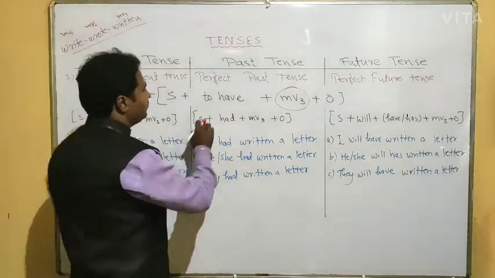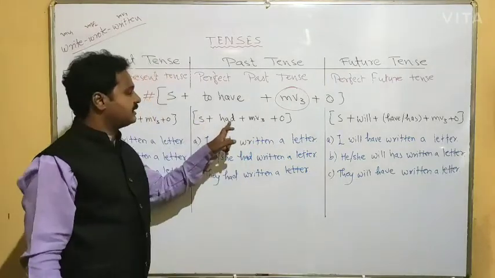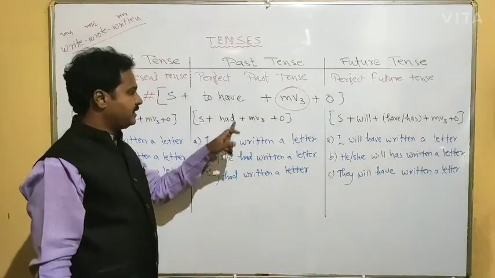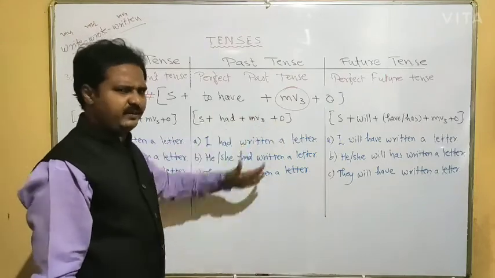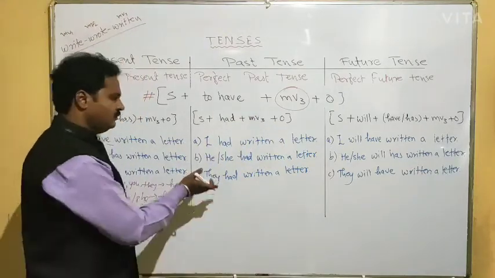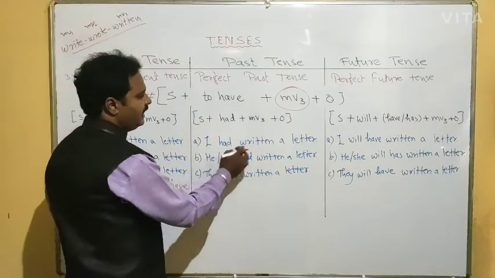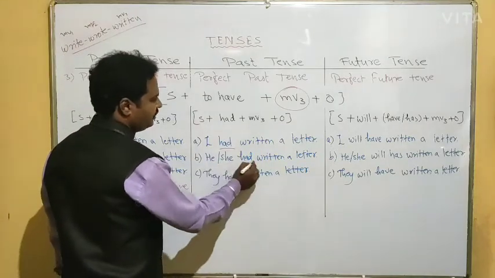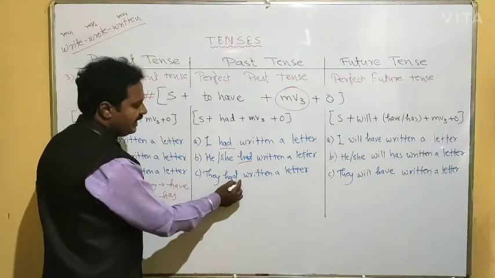Second one, perfect past tense: subject plus had, because it is past tense, had, MV3 plus O. This is very simple. Whatever is there, I, we, you, he, she, they, we have to use only had. I had written a letter. He or she had written a letter. They had written a letter.